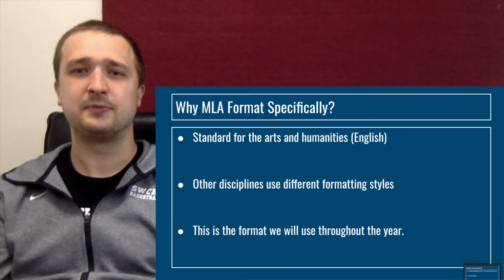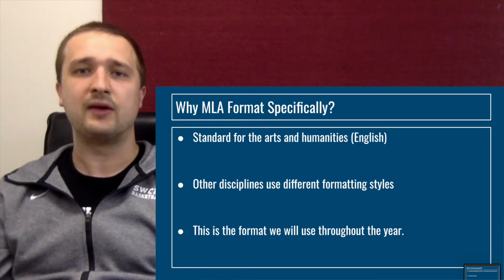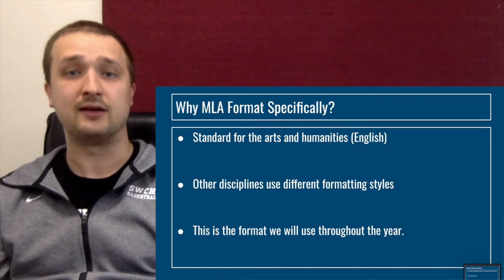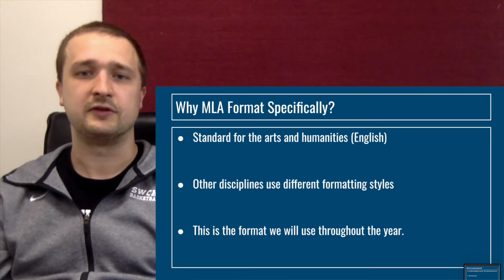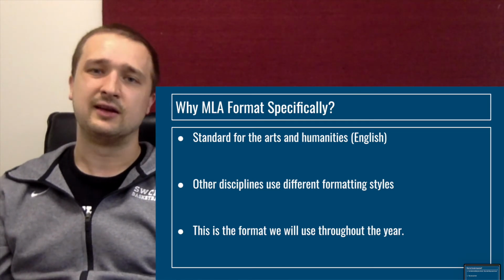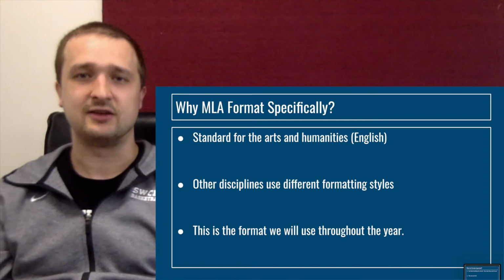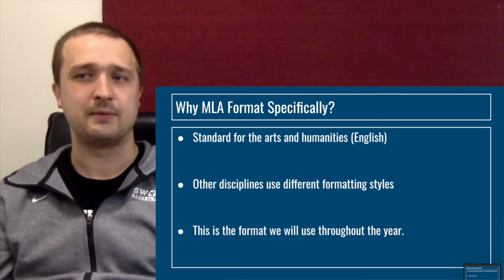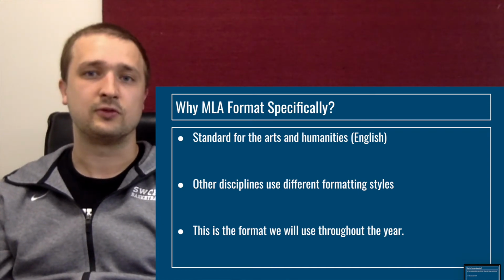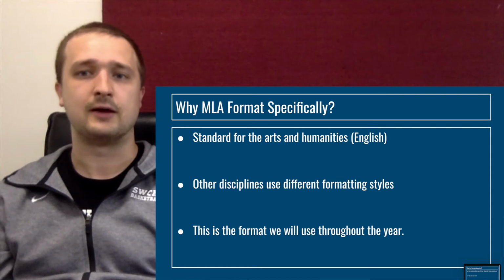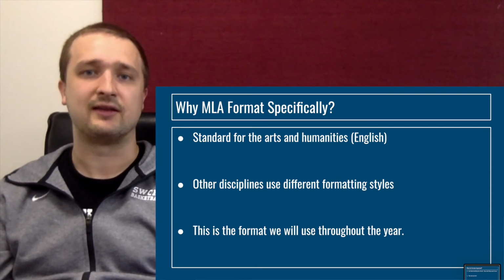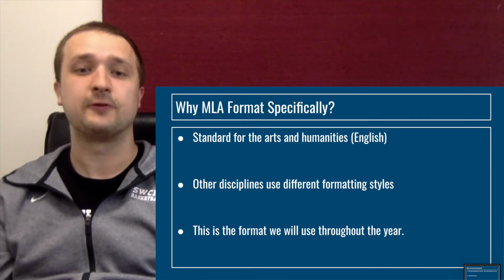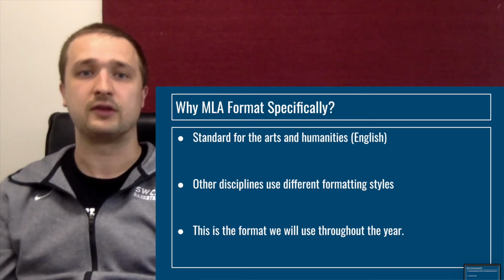So why MLA specifically? Typically, MLA is the standard for arts and the humanities, which includes English, but other disciplines and other fields use different formatting styles. So social sciences, education tend to use APA. Sometimes science uses APA. Theology tends to use one called Chicago or Turabian. It just depends, but English tends to use MLA. That tends to be the standard. So this is the format, MLA, that we'll use throughout the course of the year.